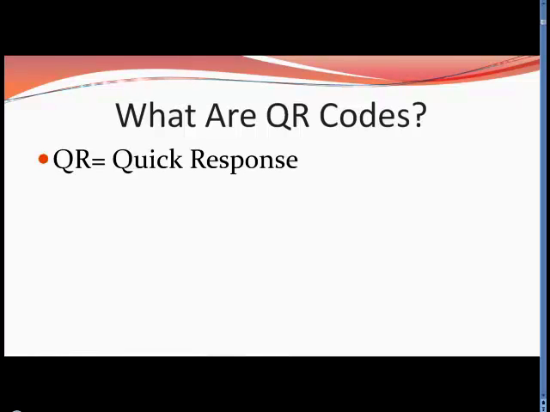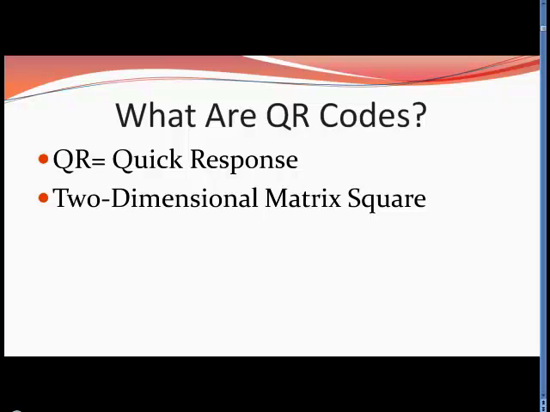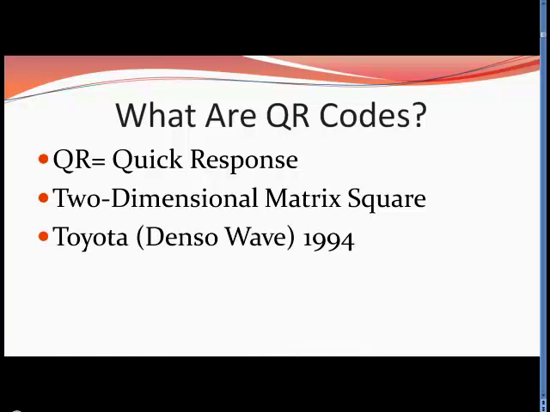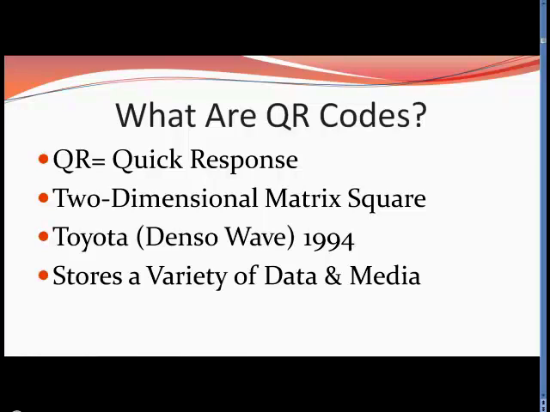QR codes are short for Quick Response Codes. They are a two-dimensional barcode in a square pattern, generally black, but also used in a variety of colors. QR codes were developed in 1984 by a subsidiary of Toyota Motors. These codes can store a variety of data and media files.